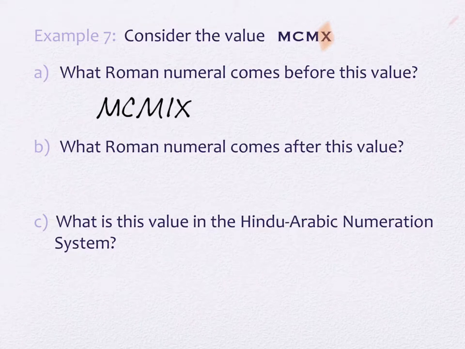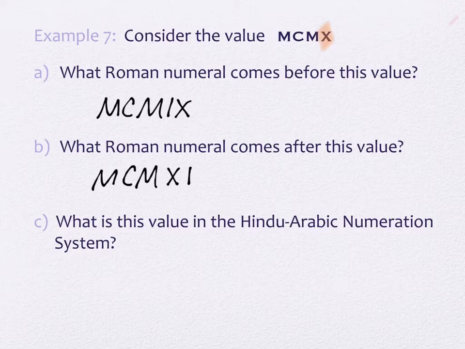What would I do to get the number after this number? Put one on the right of the X. Yeah, so the MCM stays the same. And then I'd add the numeral 1 after the X. So I'd have the number 11.